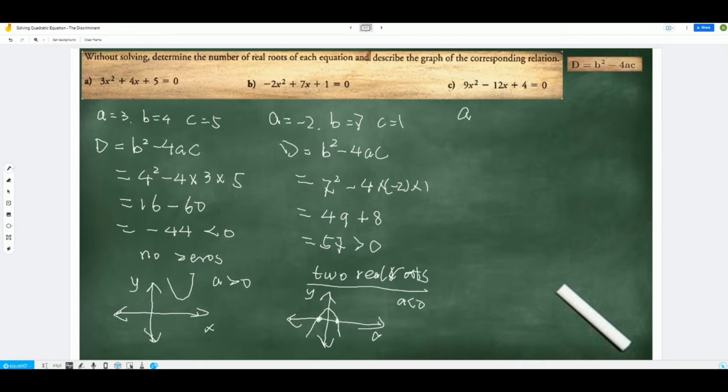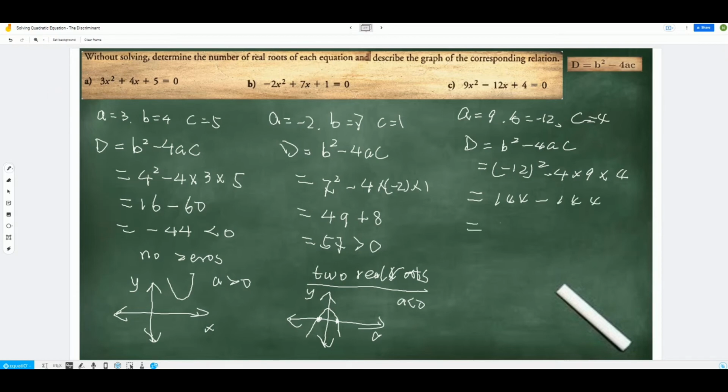Let's look at C. A equals 9, b equals negative 12, and c equals 4. Copy the discriminant expression, b squared minus 4ac. B is negative 12, so negative 12 squared is 144, minus 4 times 9 times 4, which is 144. So D equals 0, which means only one real root, one zero.